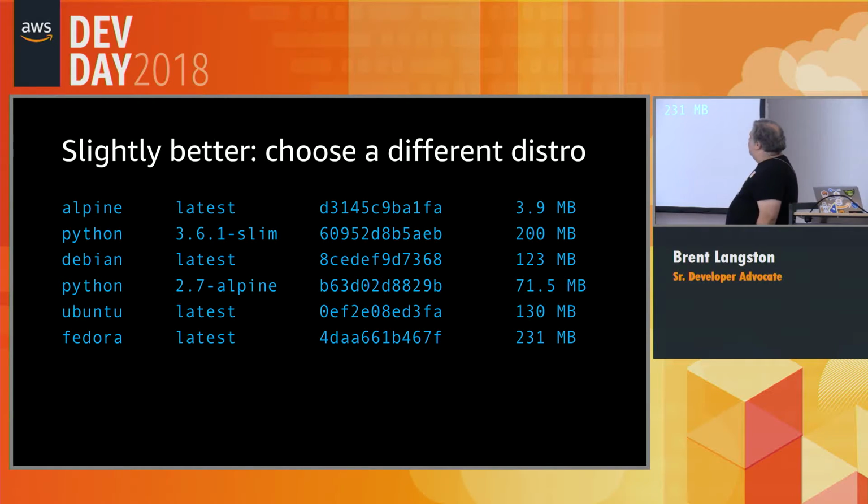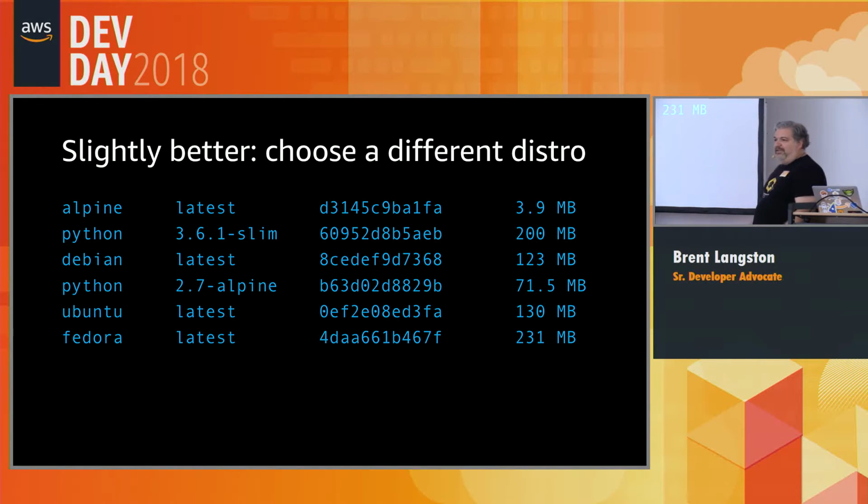Debian, 123 megs. If you like Ubuntu and you want to stick with Ubuntu, I mean, come on, Ubuntu, Debian, are you really going to notice the difference in a container? Switch to Debian and you'll save 300 megs. So that's an easy choice to make.